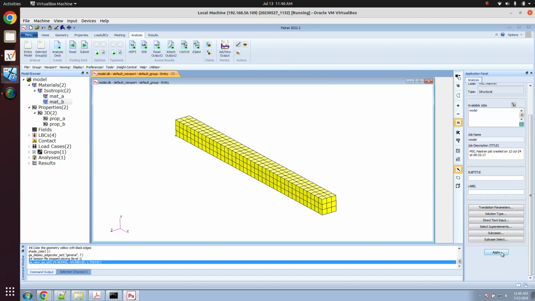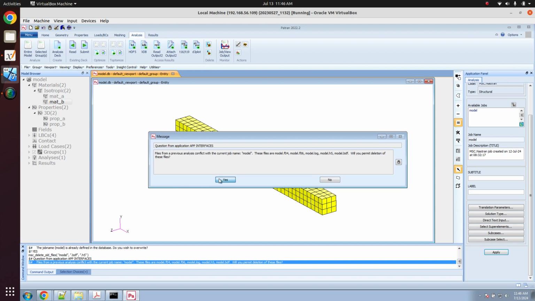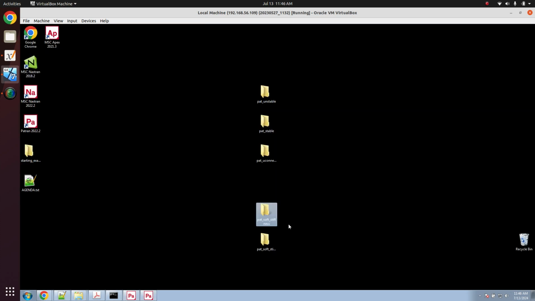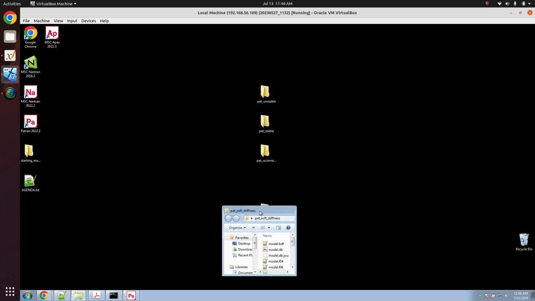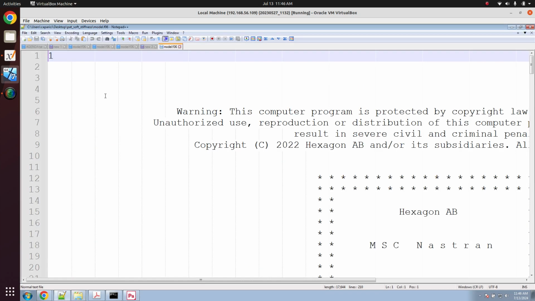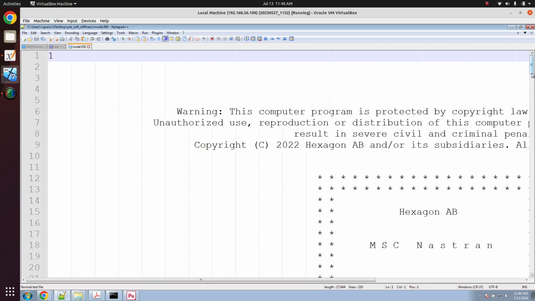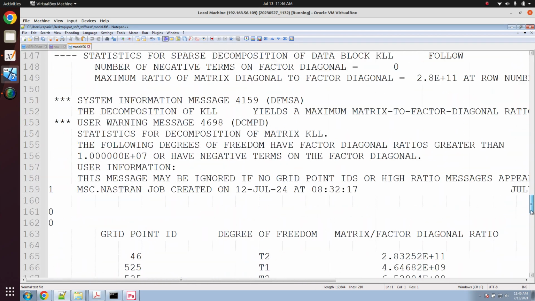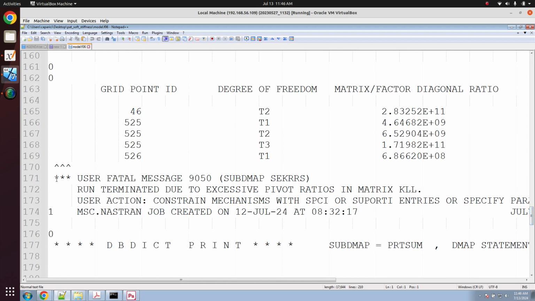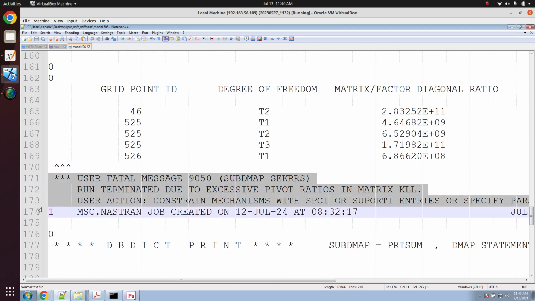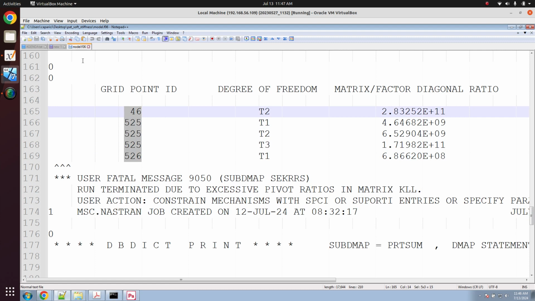Let's go ahead and run it, and then let's go ahead and open the F06 file. And then we scroll down, and we get the same user fatal message. User fatal message 9050: run terminated due to excessive pivot ratios in matrix KL. Okay, that's okay. Let's go ahead and do this.